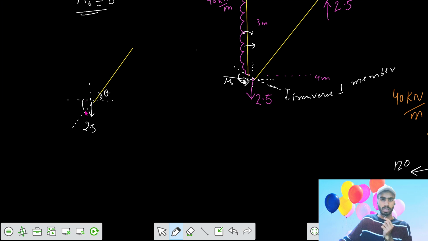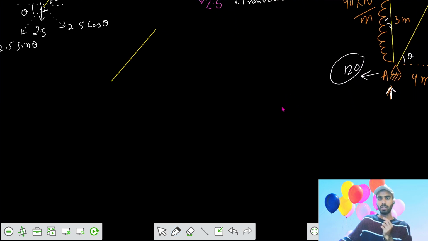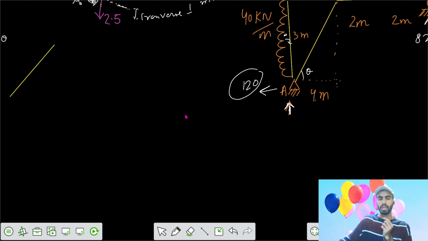So this is also theta, so this is also theta, so here would be 2.5 cos theta, here would be 2.5 sine theta. Similarly we have one more force, that is a horizontal reaction of 120 kilonewton at spot A.